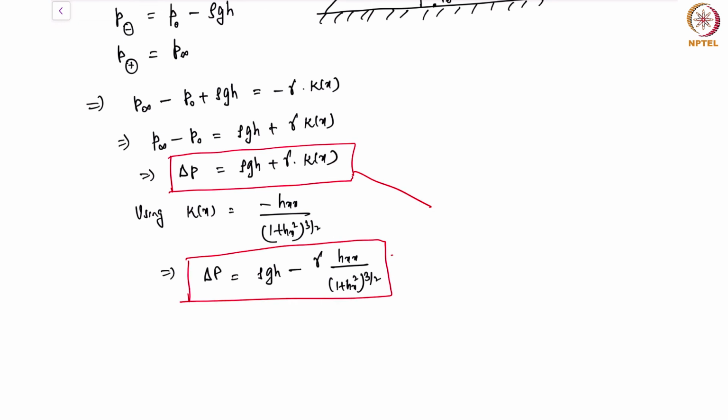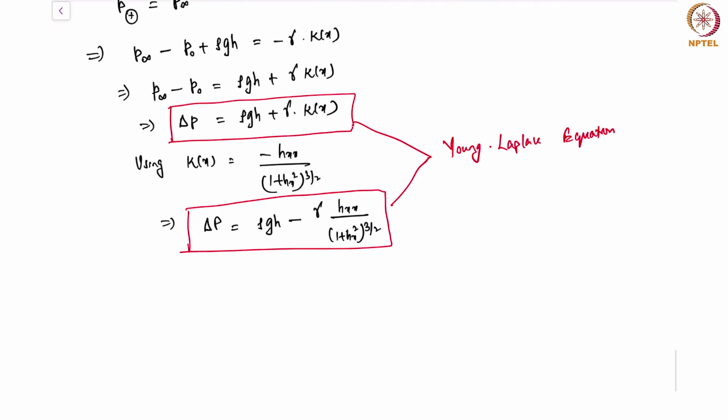So these two expressions are the same equation written in different forms. They have substituted the expression for curvature. This is a very, very important result. This is called the Young-Laplace equation, because if you notice here, we've done two things here.